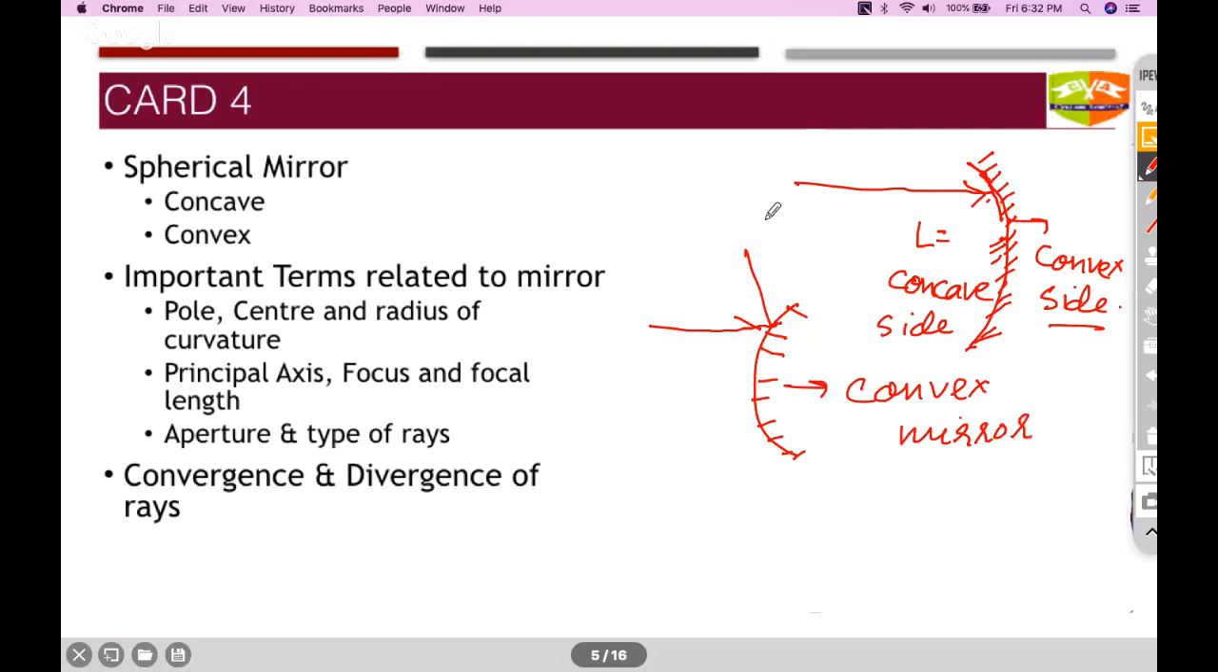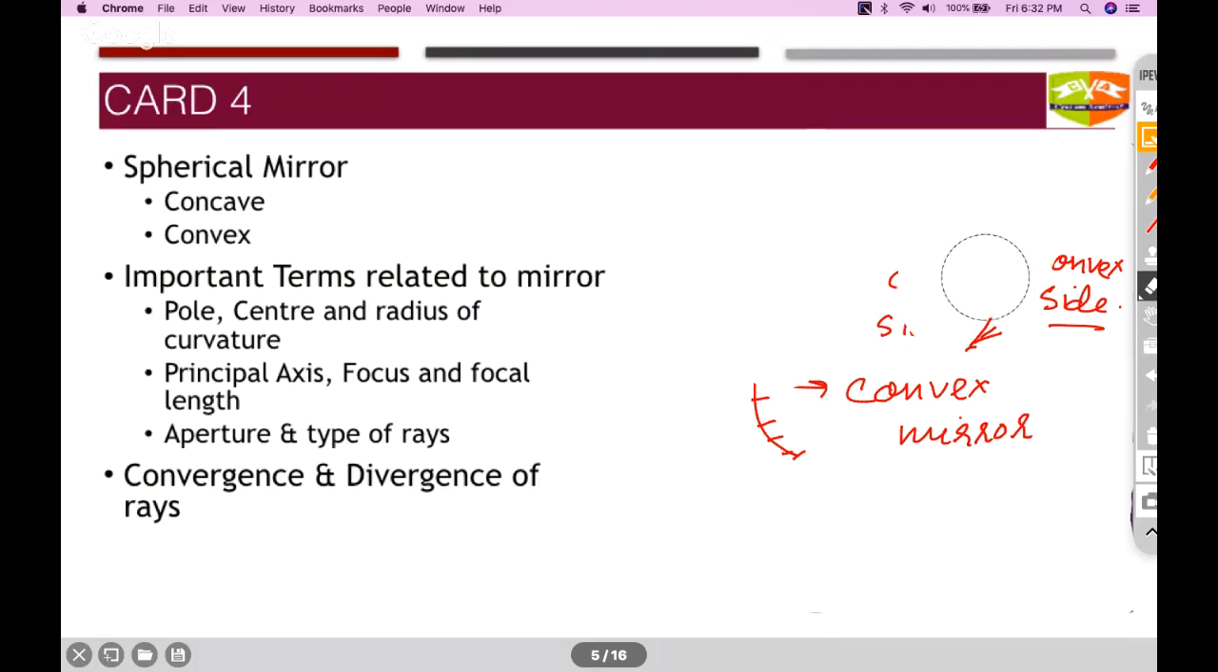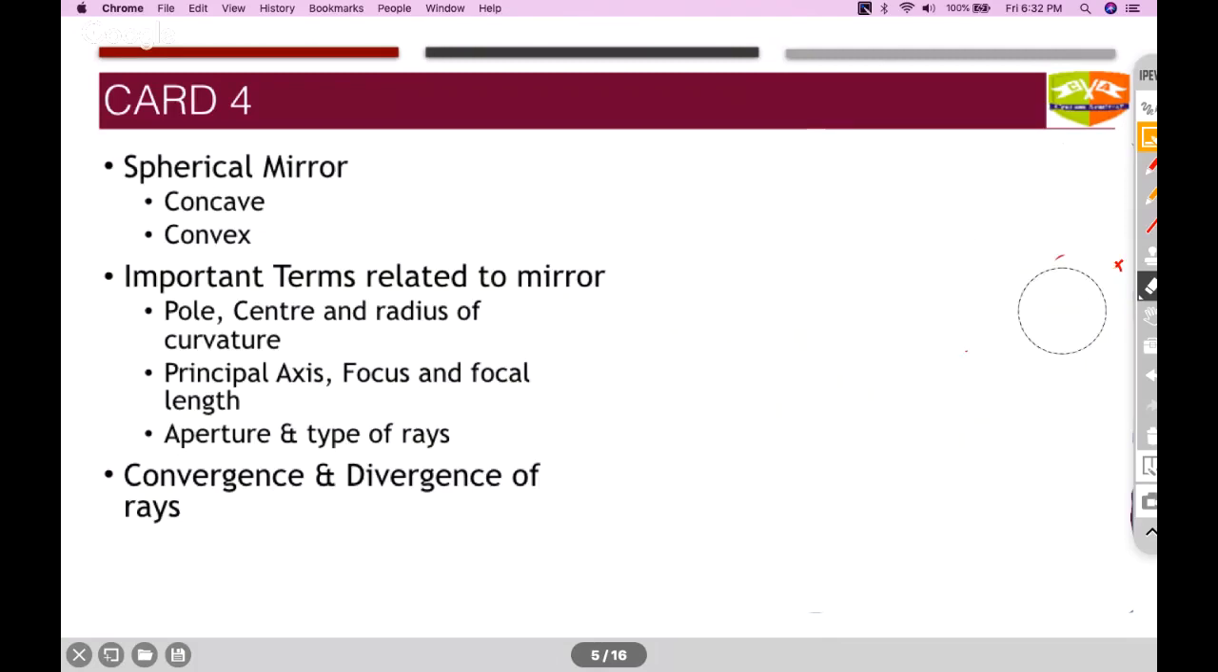Now I am taking the example of a concave mirror to explain what happens, and I'll discuss the important terms related to mirrors. So suppose I take a concave mirror.